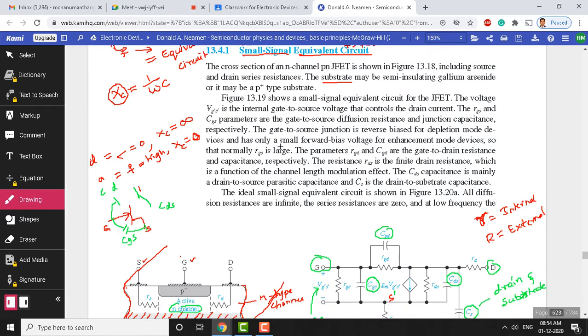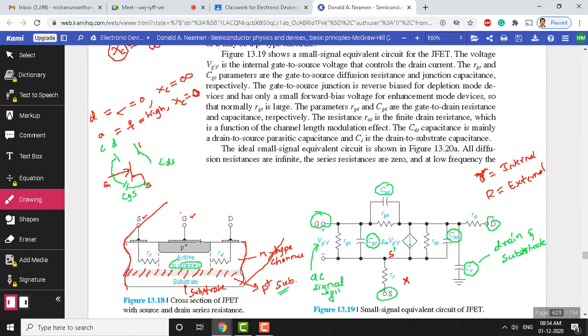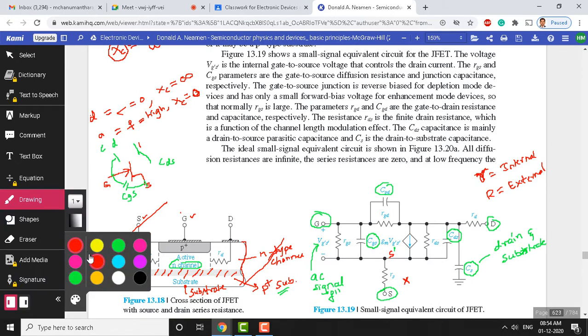This device is operated mainly in the depletion mode. You can see the gate to source junction is always reverse biased for the depletion mode. Due to the reverse biased depletion mode, we know what depletion mode is. Depletion mode means gate voltage negative. If you are operating a JFET with a gate source voltage negative, not positive, that is called depletion mode.